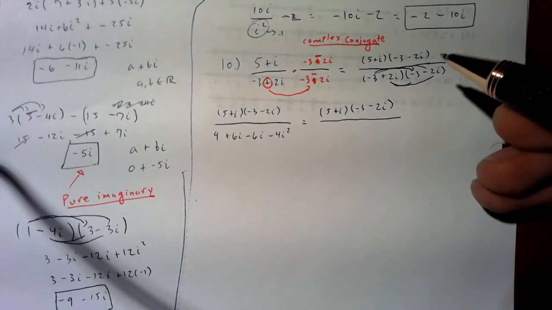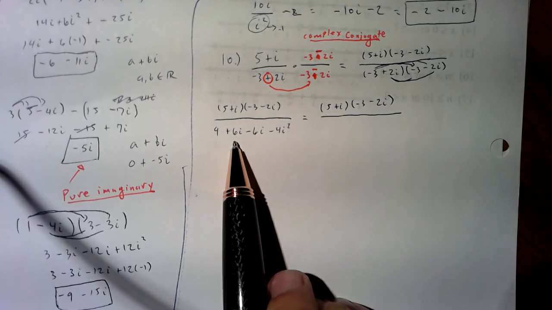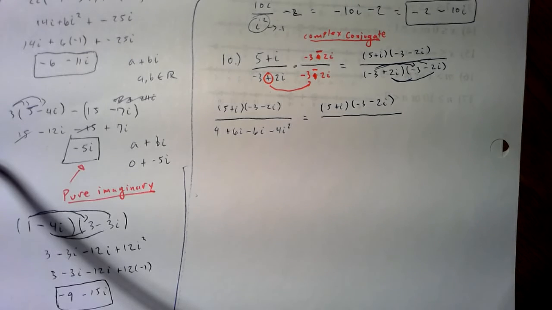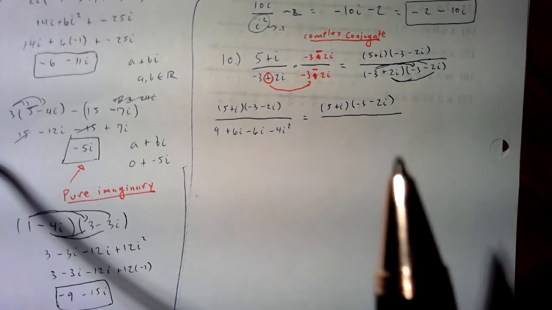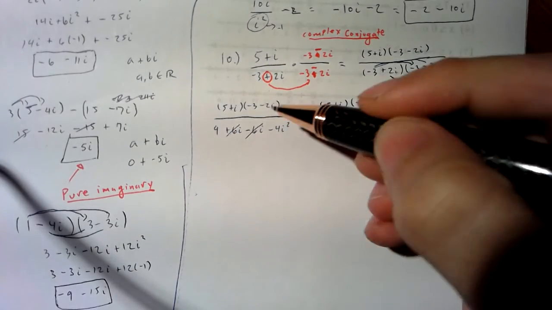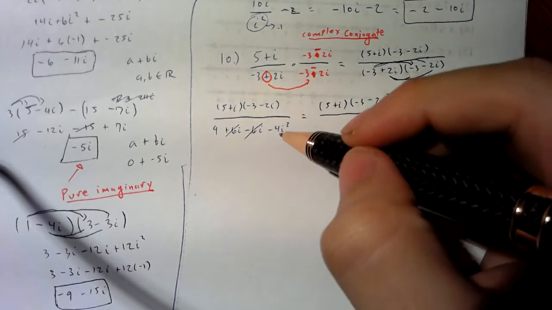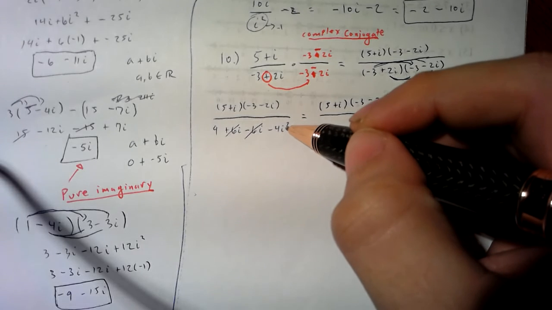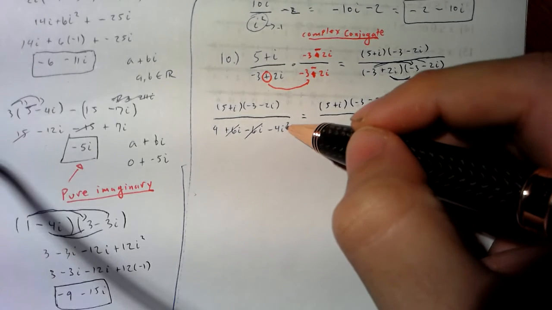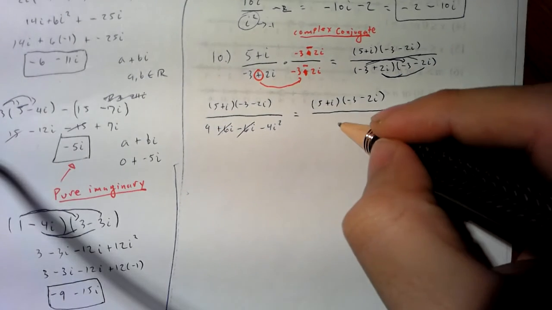So what effectively happens here is the two terms in the middle are going to cancel. This, by the way, is true for any set of conjugates. Whenever you multiply a binomial, a complex number, by its complex conjugate, the middle terms will always cancel out. So positive 6i and negative 6i becomes 0, so it goes away. And then you have a 9 here and negative 4i squared. i squared we know is negative 1. So negative 4 times negative 1 is positive 4. And then we add it to 9, which is going to give us 13.